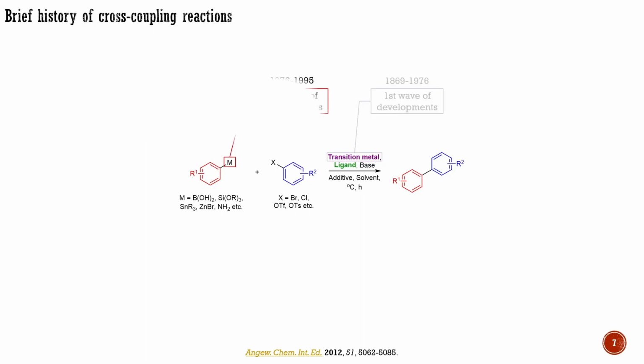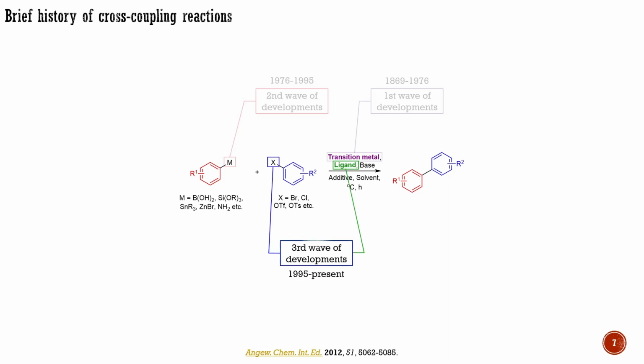The second wave of developments took almost 2 decades and was focused on the expansion of the scope of coupling partners. This was the period when more versatile organometallics based on metalloids were introduced. The third wave of development started in 1995 with the discovery of the Buchwald-Hartwig amination and is still in progress. Here, the main focus of the research was and is on the continuous improvement and extension of known cross-couplings through rational design and fine-tuning of ligands.